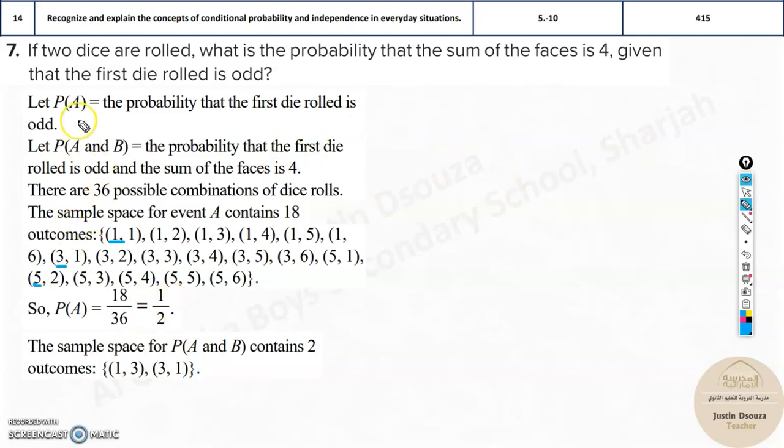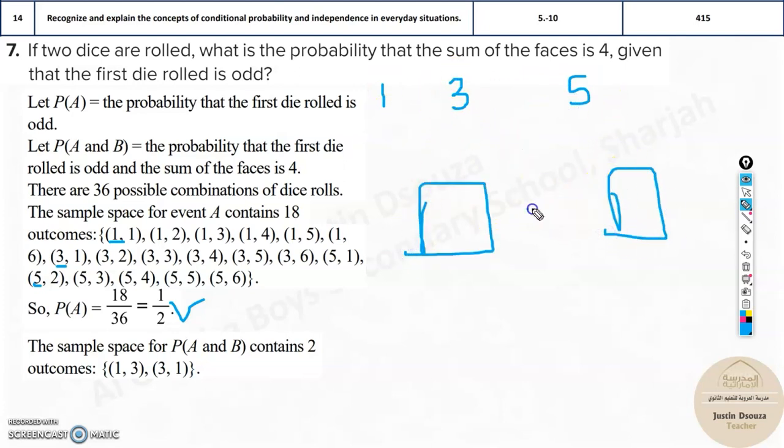Okay. Next one. What is the condition given? Given that the first die rolled is odd. Yeah, we have just done that. And what is the next one? The sum of two digits. Sum is 4. Now you must understand the first digit must be odd. It can be 3, 1, or 5. And when you add these both faces, whatever it falls, the total must be 4. How is it possible?